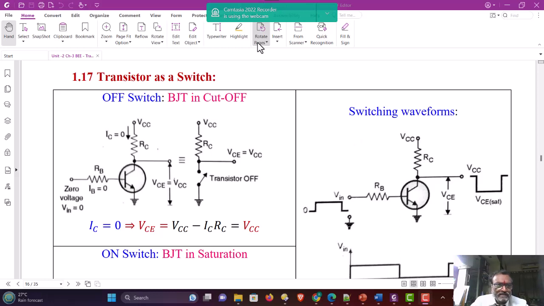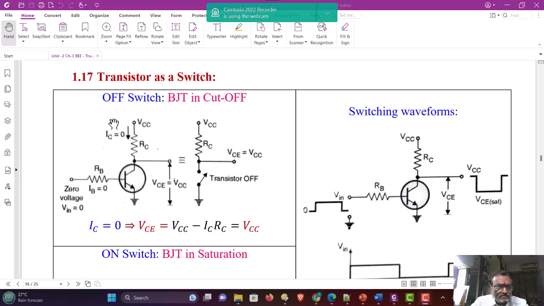Today we will see the application of BJT or transistor as a switch. Here in the diagram we have seen input is applied to the base via a resistance RB. Collector is connected through resistance RC to the supply voltage. The voltage between collector to emitter is the output voltage. The input current is IB, output current is IC.